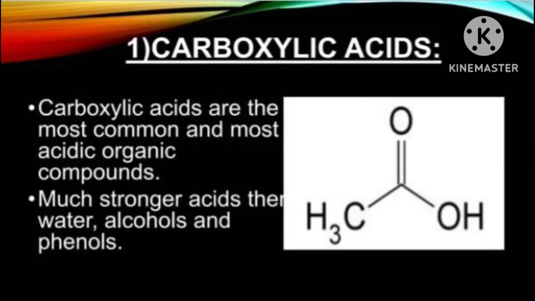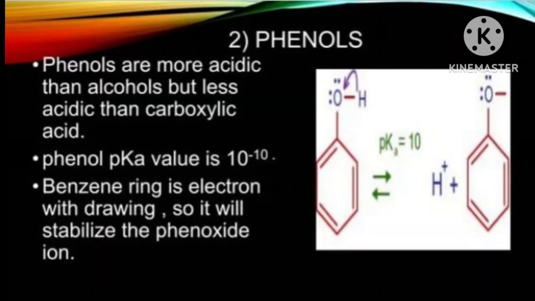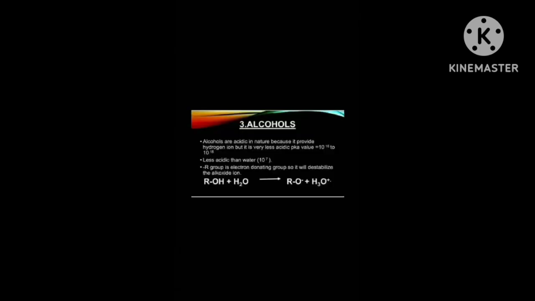Carboxylic acids. Carboxylic acids are the most common and the most acidic organic compounds, much stronger acids than water, alcohols, and phenol. This is an example of carboxylic acids. Phenols. Phenols are more acidic than alcohols but less acidic than carboxylic acids. Phenol has a pKa value of about 10 to the power of negative 10. The benzene ring is electron withdrawing, so it will stabilize the phenoxide ion. This is an example of phenols.